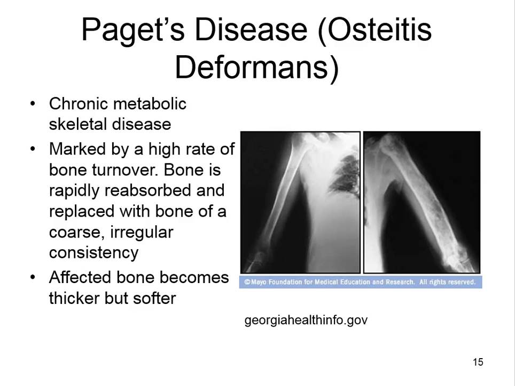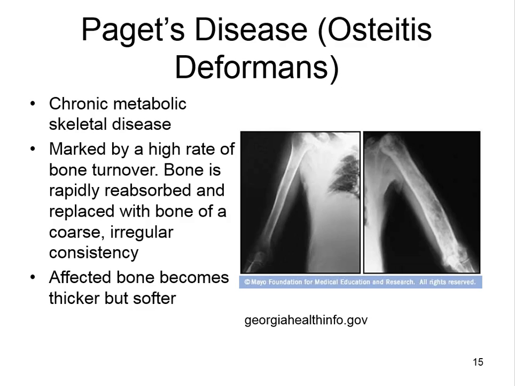Paget's disease, another name for that is osteitis deformans. This is a chronic metabolic skeletal disease. Initially, it is marked by a high rate of bone turnover. Bone is rapidly reabsorbed and replaced with bone of a coarse, irregular consistency. Consequently, the affected bone becomes thicker but softer. A later phase of the disease is characterized by the replacement of normal bone marrow with highly vascular fibrous tissue.